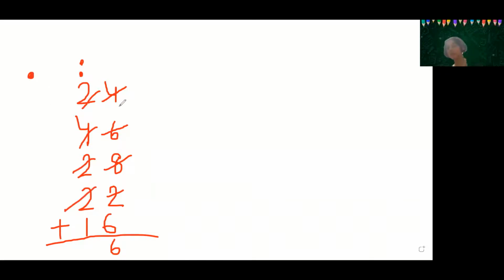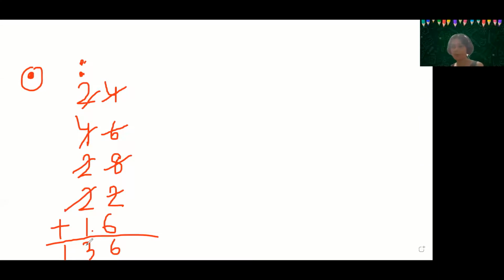Now, what is remaining? We need to count. 1, 2, and 3. And can anyone tell me what is the value of this dot? Yesterday I explained. What is the value of this dot? 1. The value of this dot is 1. Answer is 136. So instead of calculating with the fingers, we are taking the help of the friends.